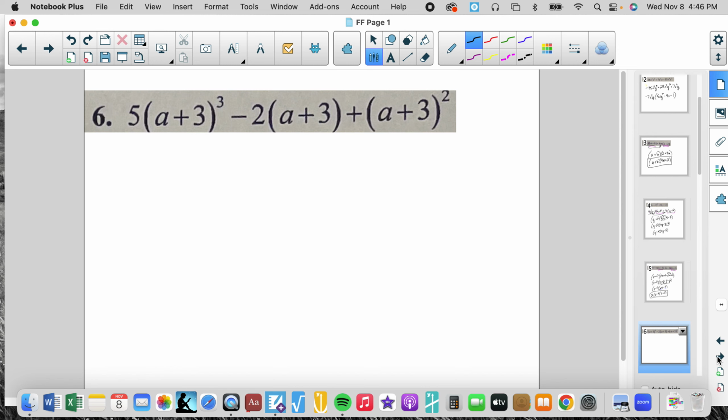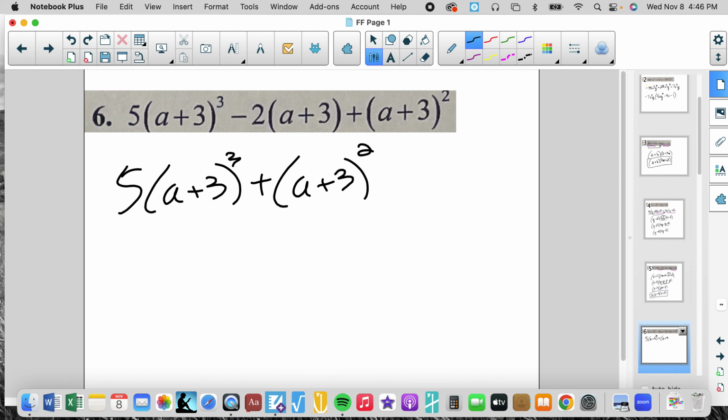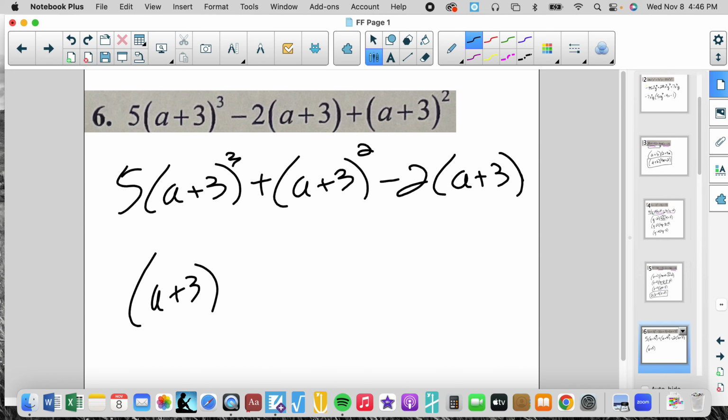All right, this time we have 3 terms that we have to factor. I again am going to write this in standard form because that's going to come before this one. If we can take an a plus 3 out of each of these, that leaves us with 5 times a plus 3 squared, plus a plus 3, because there was an extra 1, and then minus 2, because we took it out.